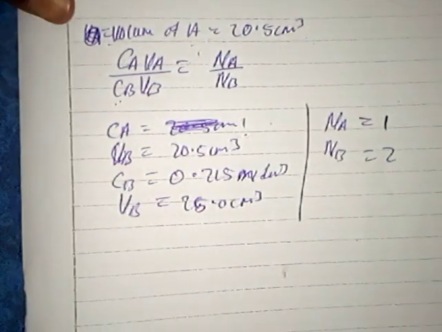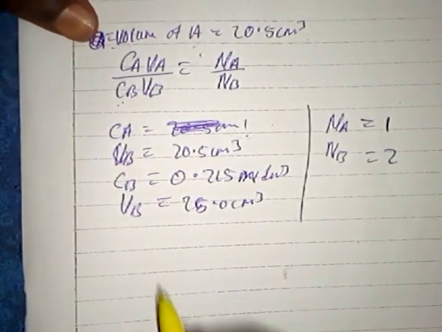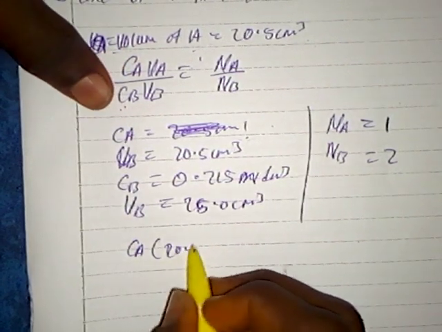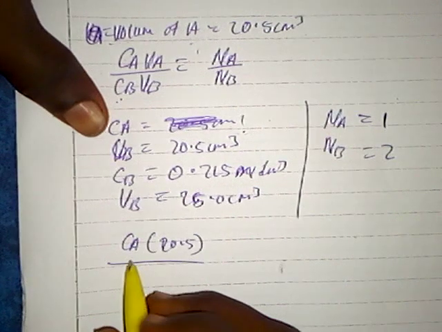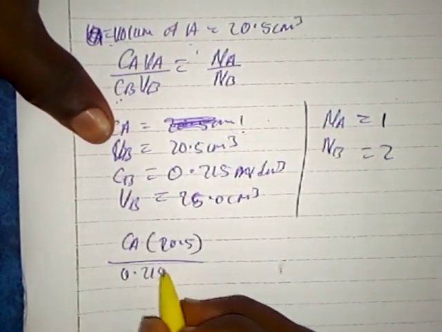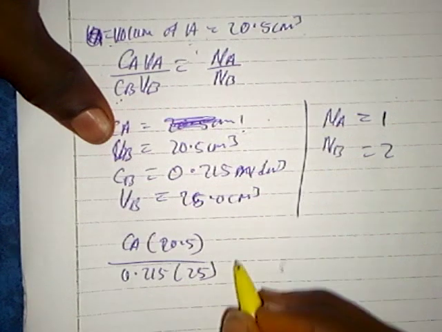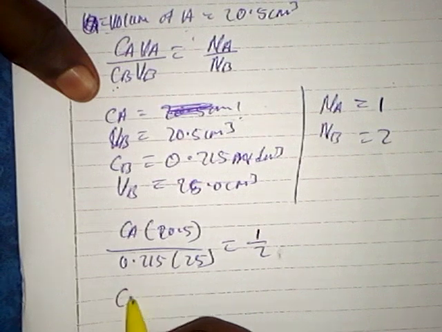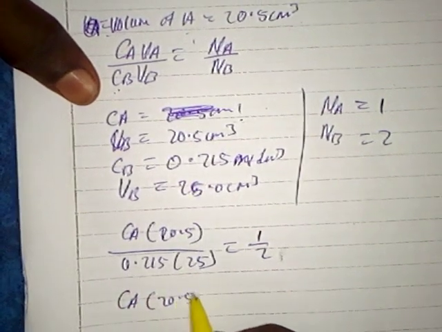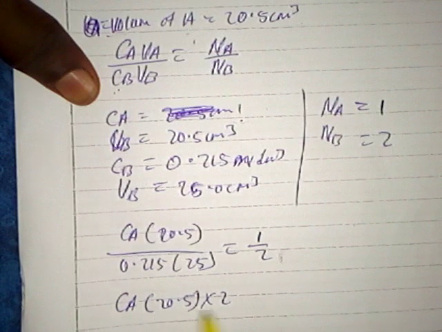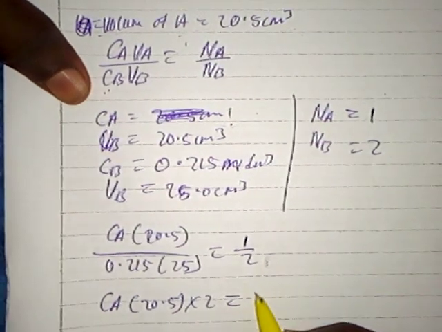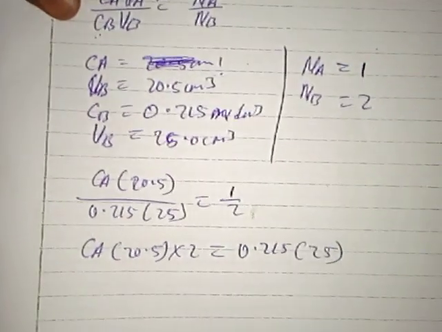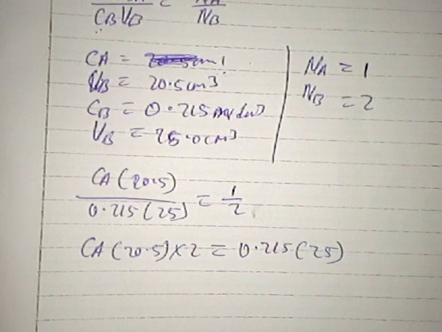Now we proceed. We substitute into the formula. Ca times 20.5 upon Cb, 0.215 multiplied by 25, equals 1 upon 2. Now we cross multiply. Ca multiplied by 20.5 times 2 equals 0.215 multiplied by 25 when we cross multiply. You get it? Good.